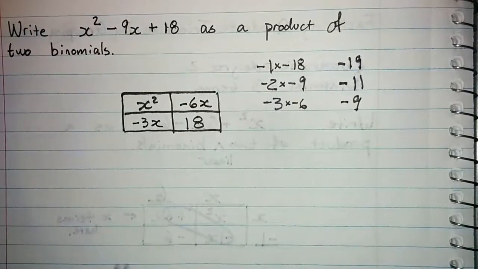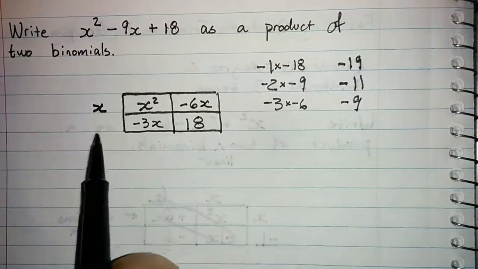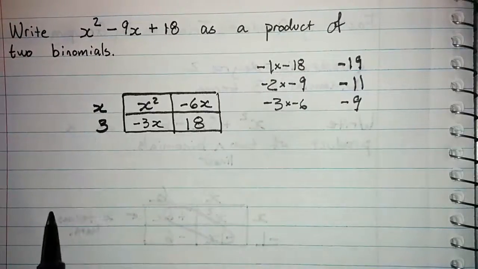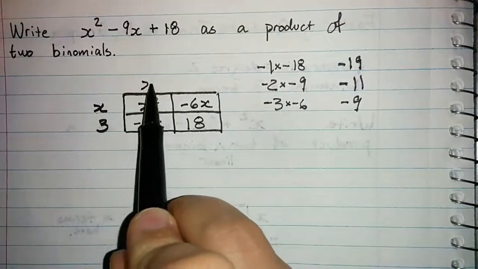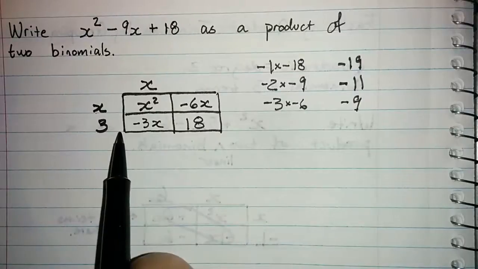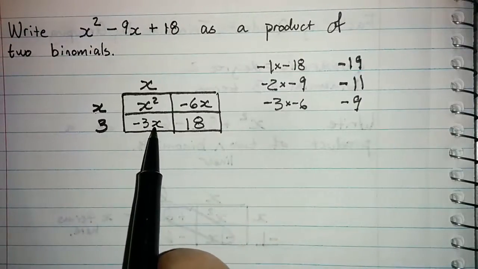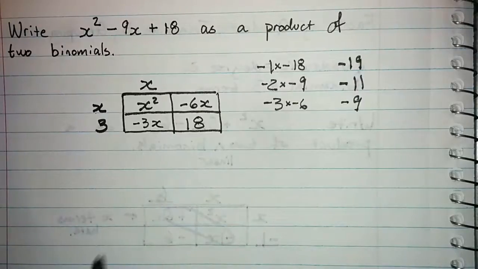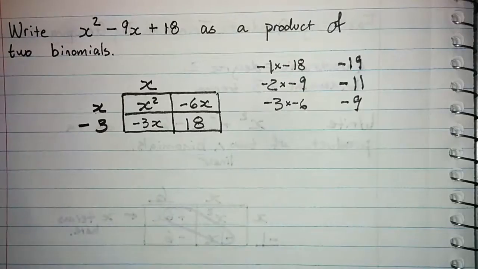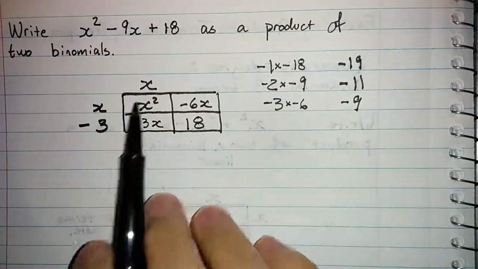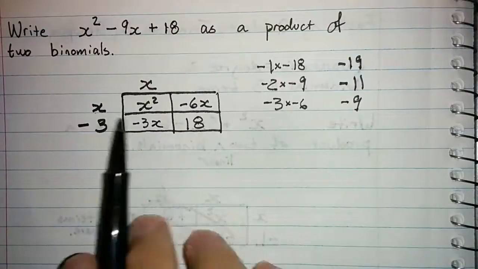What are the common factors in my rows? Here I have an x, and here I have a 3. X times what gives me x squared? X times x gives me x squared. Does x times 3 give me negative 3x? Well, no, it gives me a positive 3x. Maybe this better be a negative 3. Yeah, x times negative 3 gives me negative 3x.